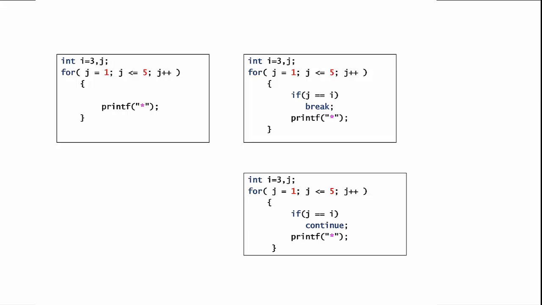What about continue? How many stars would I get? What do you think? 4, exactly, thank you. And the reason is, I'm only skipping when j is equal to i, which is 3. But then I continue afterwards. So I print for the case of 1, 2, skip 3, and then do 4, 5. So I get 4 stars. Good?